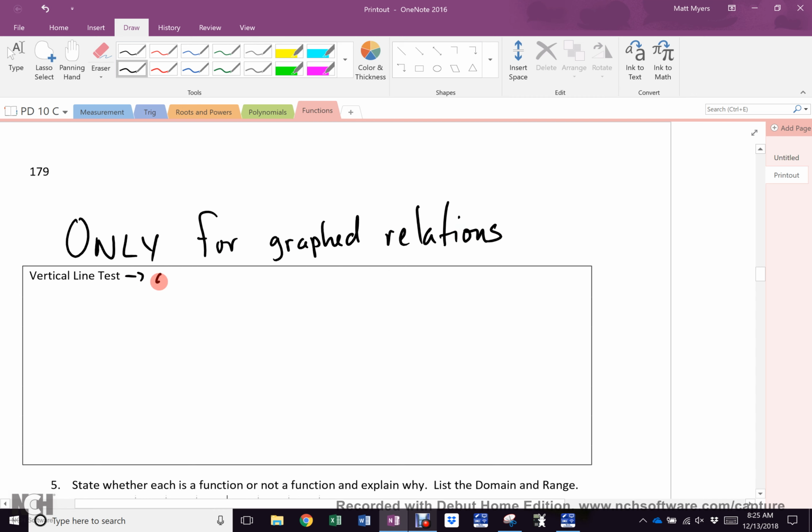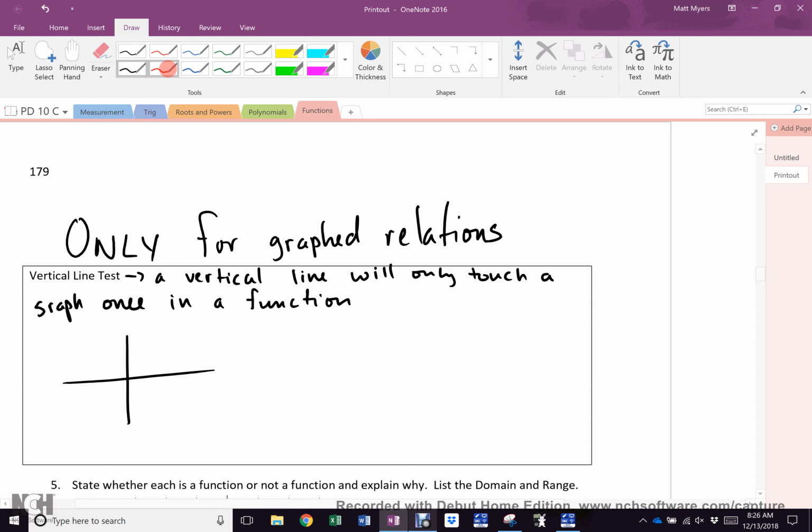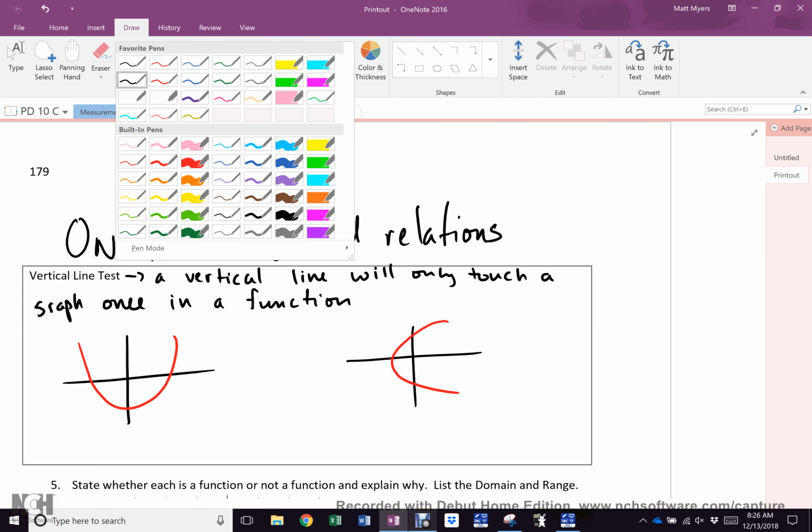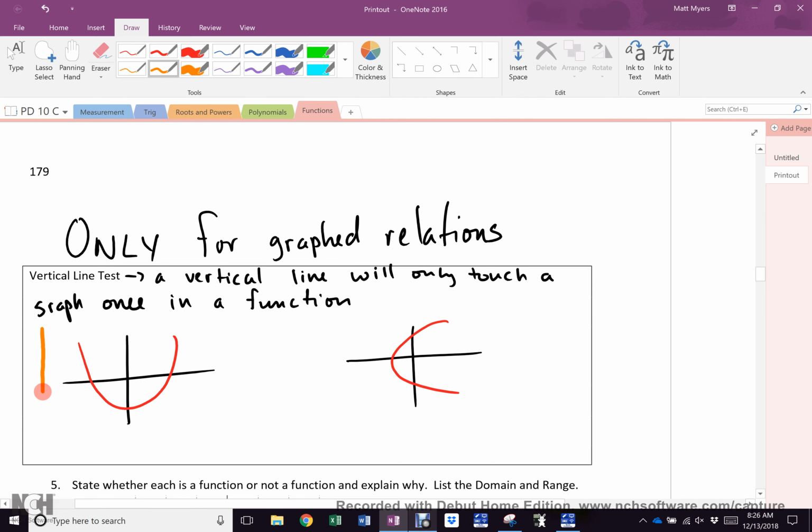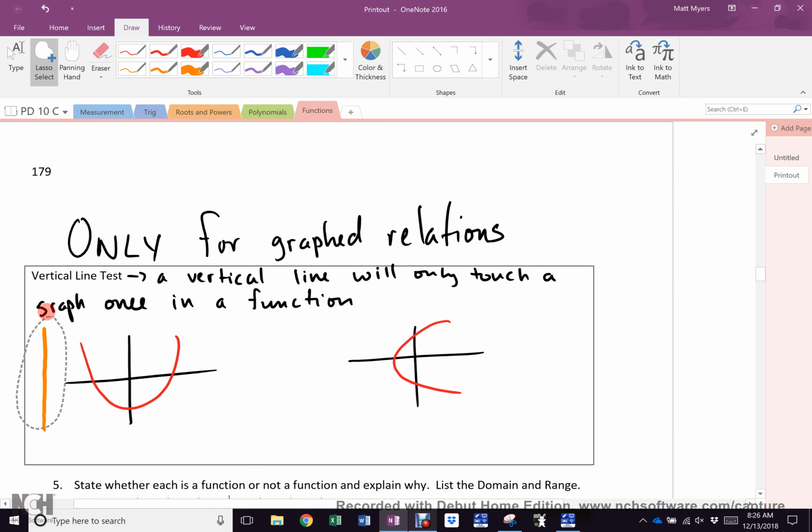And what it says is a vertical line will only touch a graph once in a function. So, here we draw this, and we're going to draw a smiley face like that. Over here, we're going to draw this, and we're going to draw a bracket. Then we'll take a vertical line, which I'm going to choose a funky color for. I like orange today. And I slide that vertical line along the graph.